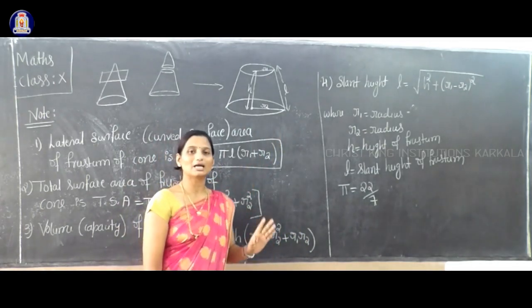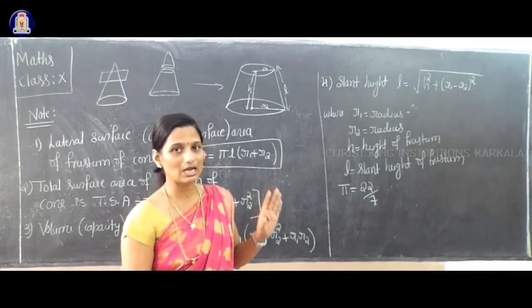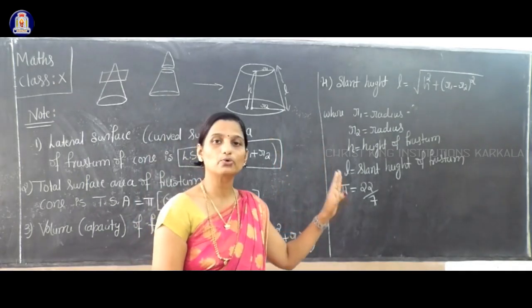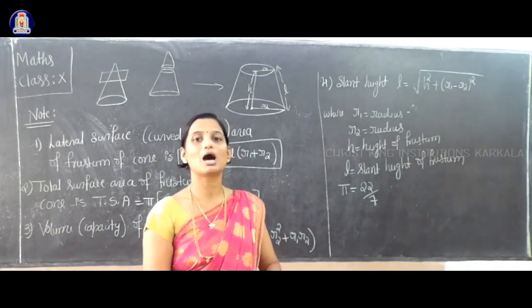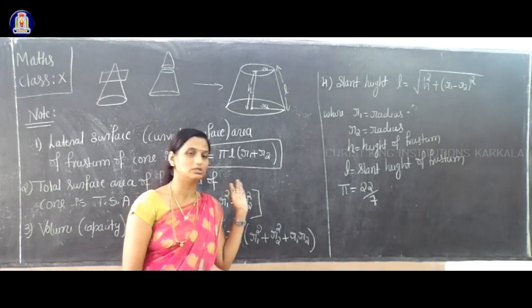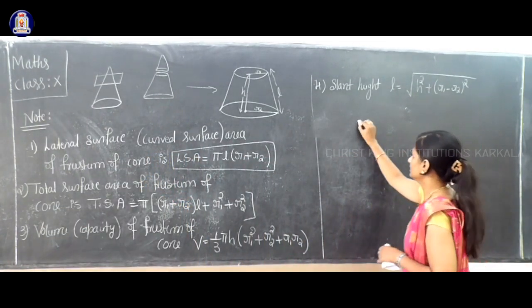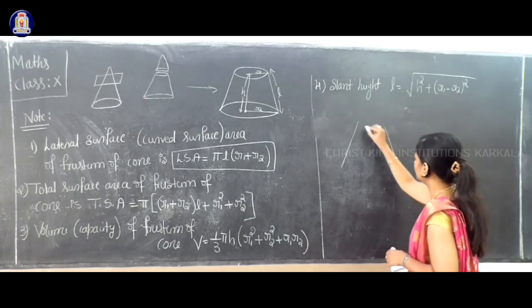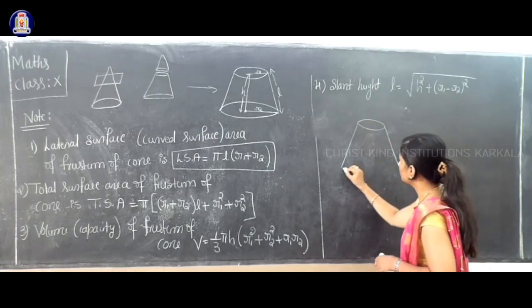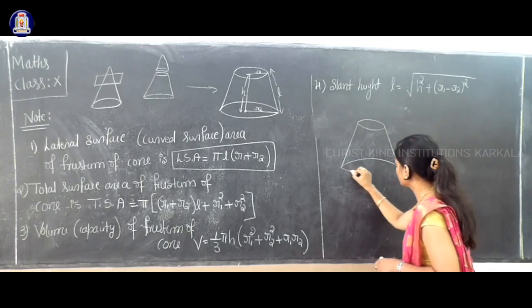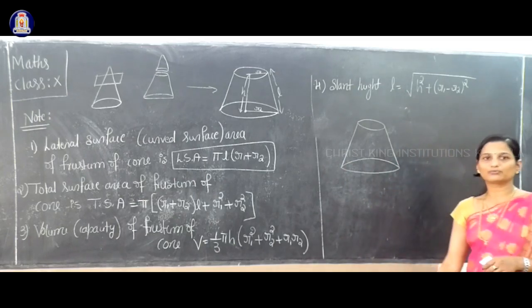What is the slant height of the frustum? Slant height of the frustum is square root of H square plus R1 minus R2 whole square. Now what is lateral surface area? See, this is your frustum, right? This is your frustum shape. Now what is lateral surface area?